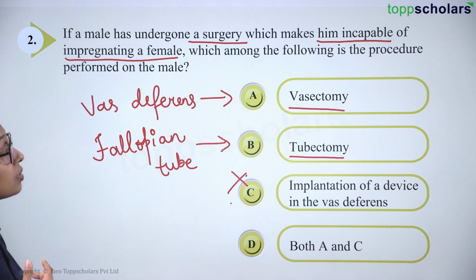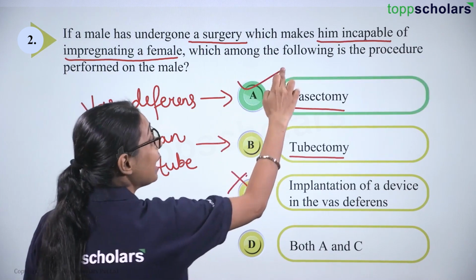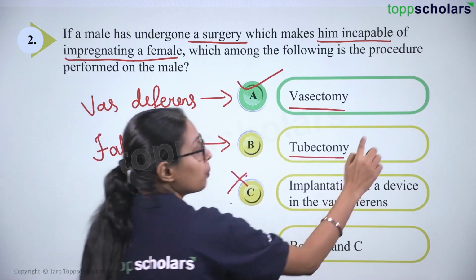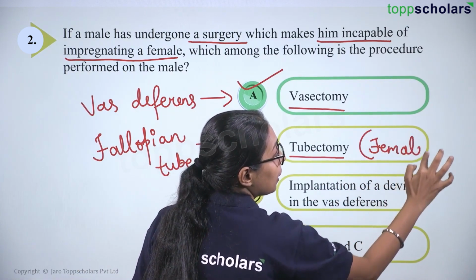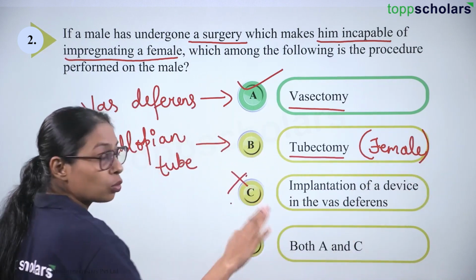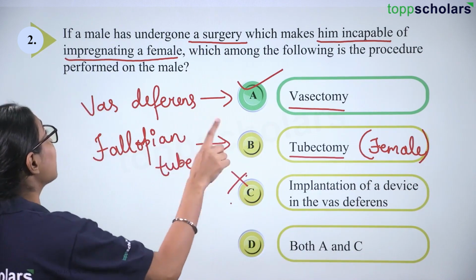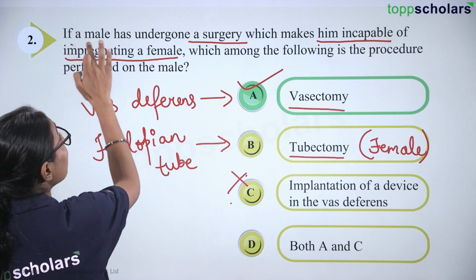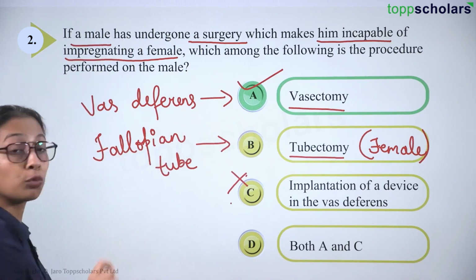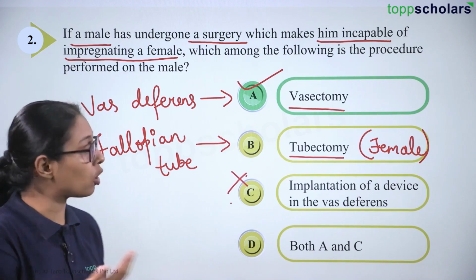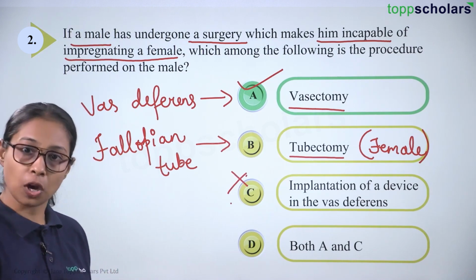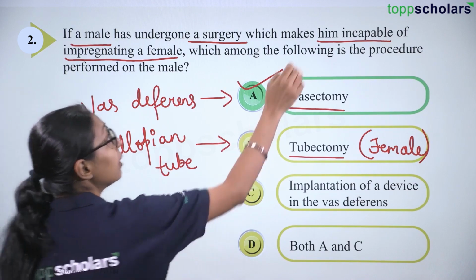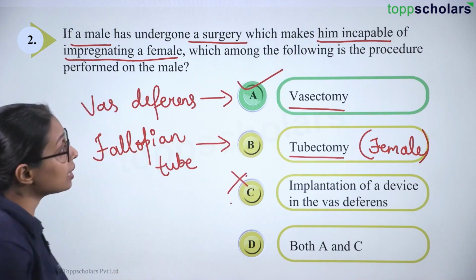What is the correct answer? The correct answer is A. Because children, tubectomy is something that a female undergoes and not a male. And a male is not going to go for any implantation. Since it is clearly mentioned, if a male, the correct answer would be A and not B, and of course not D as well, because both A and C cannot be considered, right? I hope the answer is clear, and why the correct answer is A.